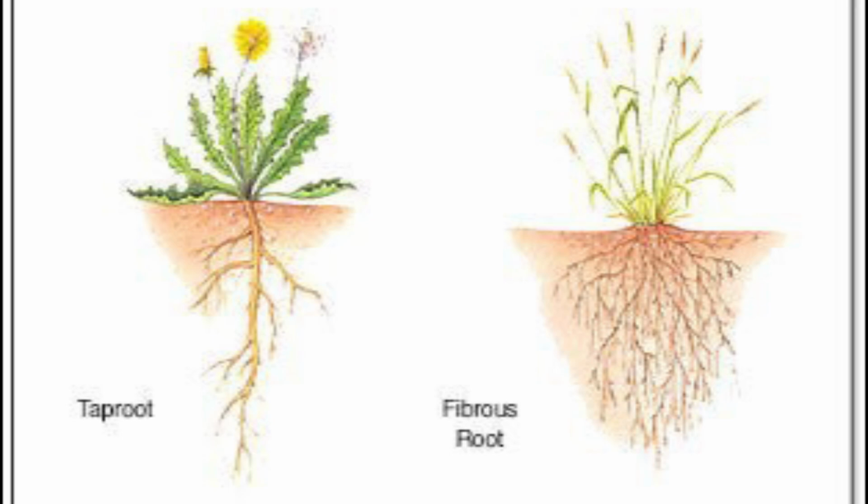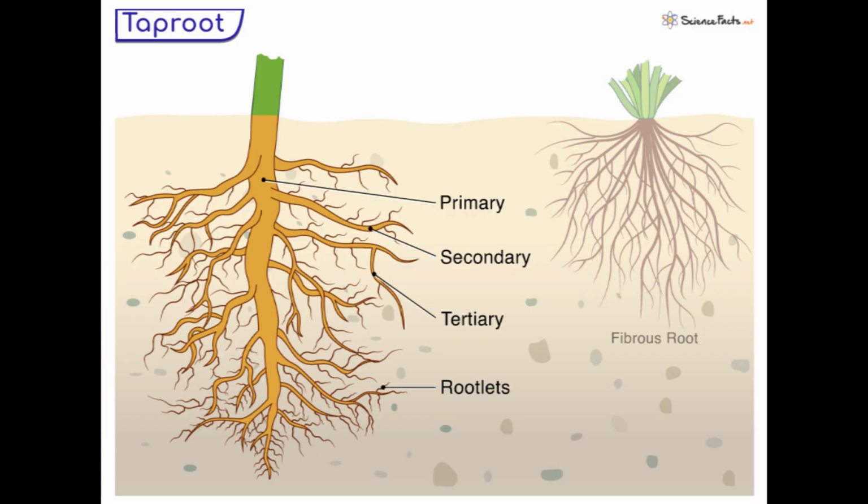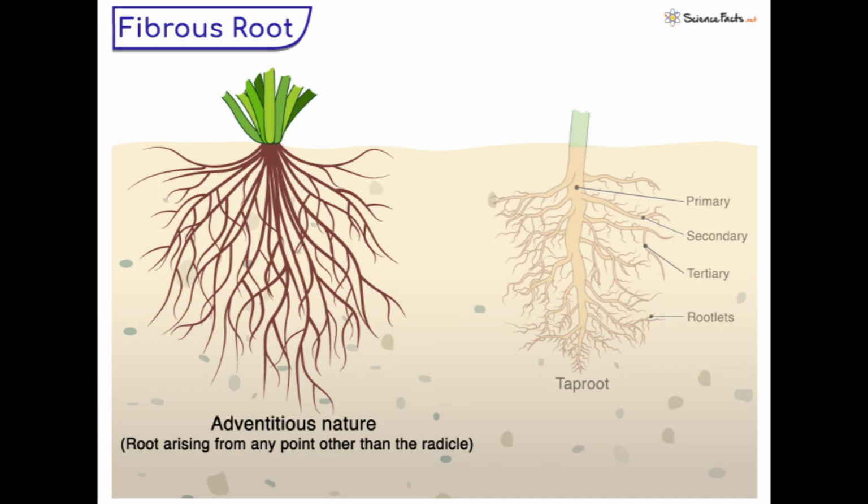Root systems can be categorized as taproot or fibrous. In a taproot system, the taproot or primary root is the most strongly developed. This system penetrates deep into the soil. For example, in gymnosperms and dicotyledonous plants, the roots can reach depths of up to 5 meters.